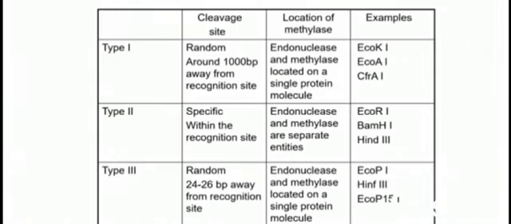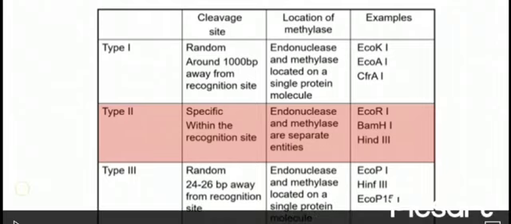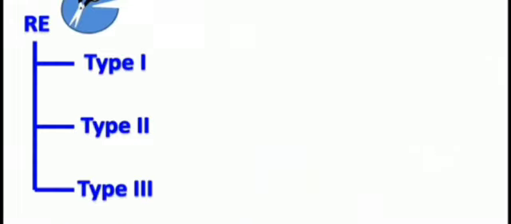Now we have the different types of the restriction enzymes, like type 1, type 2, type 3. Whereas the type 2 restriction enzymes are most commonly used in recombinant DNA technology, as they are very specific. For example, EcoRI, BamHI, HindIII. Now we will see the different types, exactly like the type 1, type 2 and type 3 restriction enzymes.